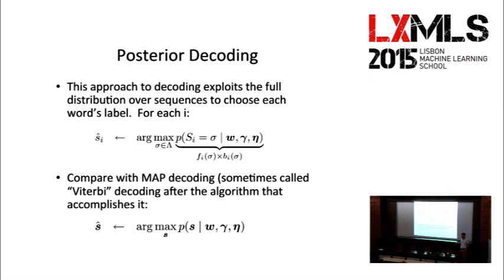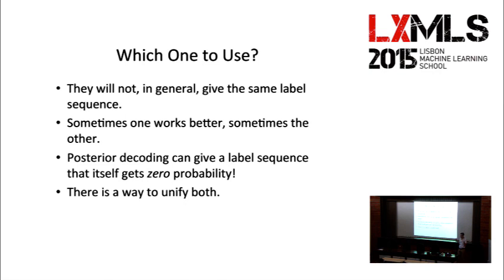There's not a simple answer, but there's a way to think about this that's kind of cool. The first thing to notice is that they will not necessarily give the same answer. They will often give different answers. Sometimes one works better, sometimes the other. And you correctly pointed out that if you use posterior decoding, you might get a label sequence where each word is in the posterior getting a good label, but collectively you're getting something that has 0 probability. You've made choices that are not mutually consistent. That could be really bad, or it might not matter. It really depends on how much you trust your model, whether your model is really close to the truth.